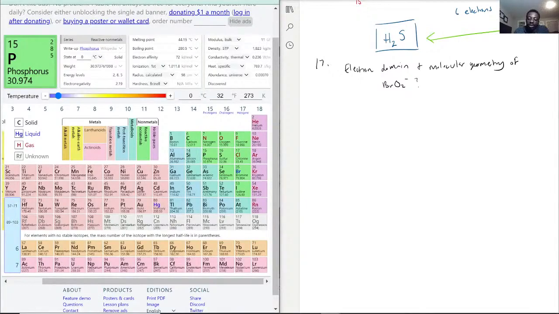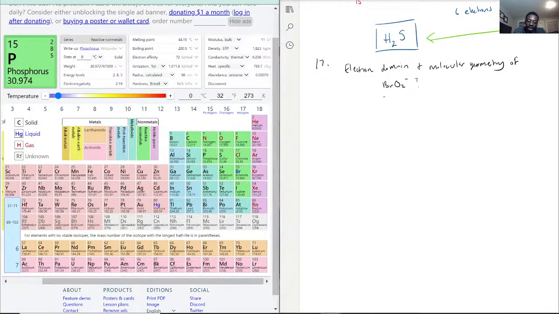Bromine is actually a halogen. It's already almost full, it only needs one more. But let's break down exactly what we do, because for this we do need to start with the Lewis dot diagram. The way we figure that out is by first figuring out how many electrons there are that we're messing with.